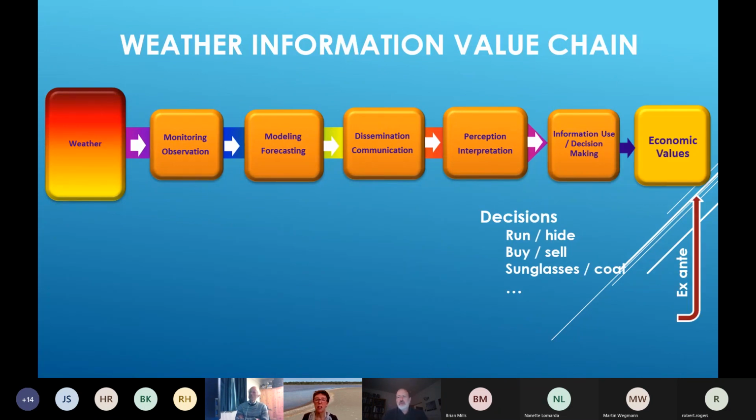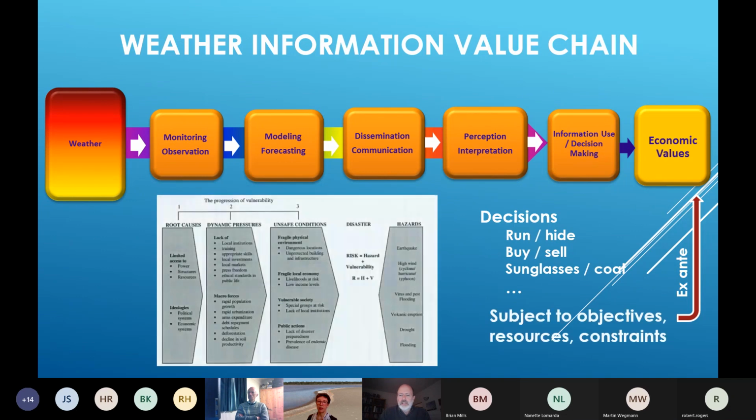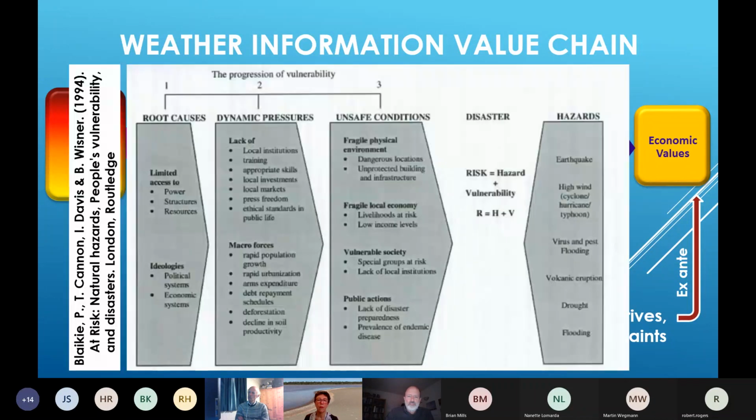And that's quite often where the weather enterprise stops, short of the decision making. Ex ante, or before the weather is actualized, is where economic values of information are measured. So going back to the idea that values are subject to the objectives of the decision maker and his or her resources and constraints, I just want to emphasize that decisions are not just a factor controlled or influenced by the information that individual receives.